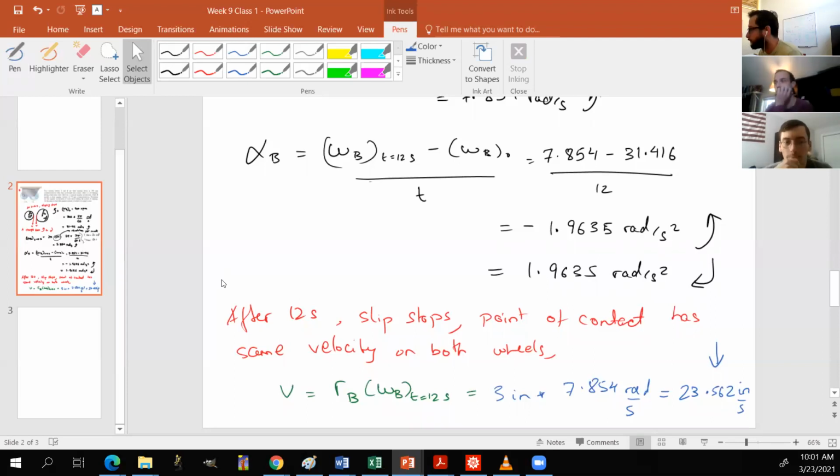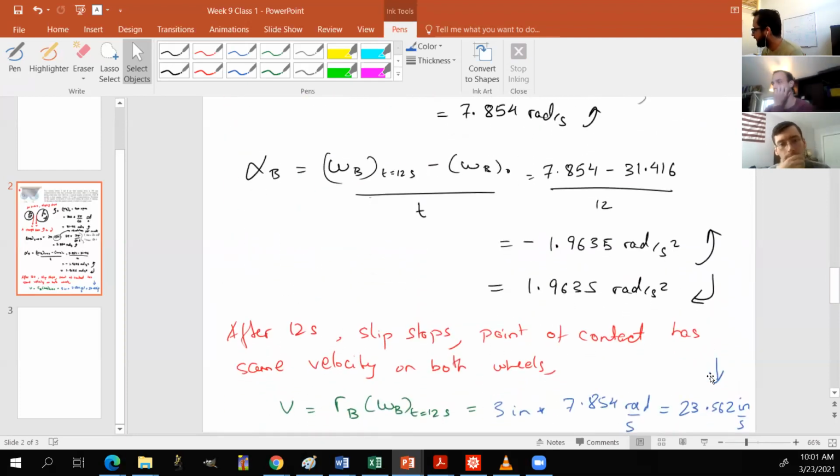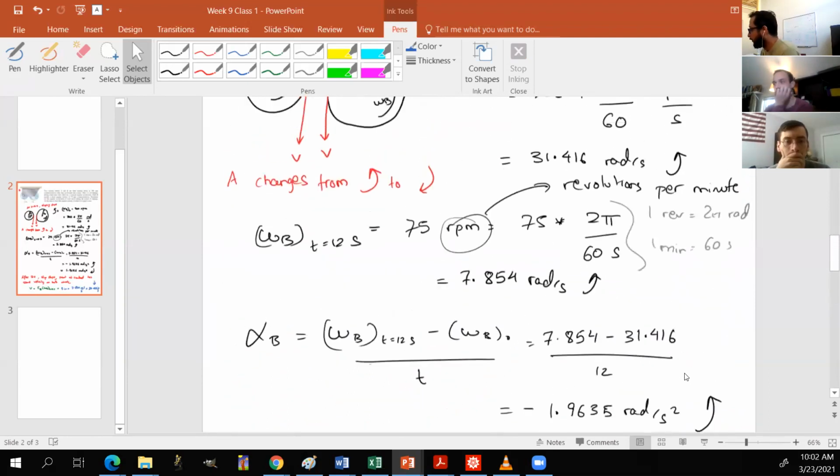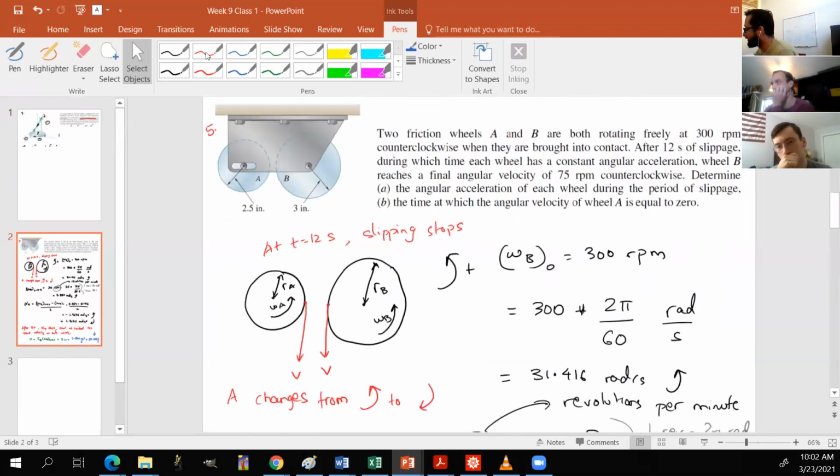Just to clarify, the velocity that we just found, the 23 inches per second, is that the scalar? Yeah, it's scalar. And now with this arrow, I know it's going to be downwards, right? So that's the vector direction. And the only reason you know this for this problem is the fact that the centers are on a horizontal line. So the velocity at the point of contact is going to be downwards, right?